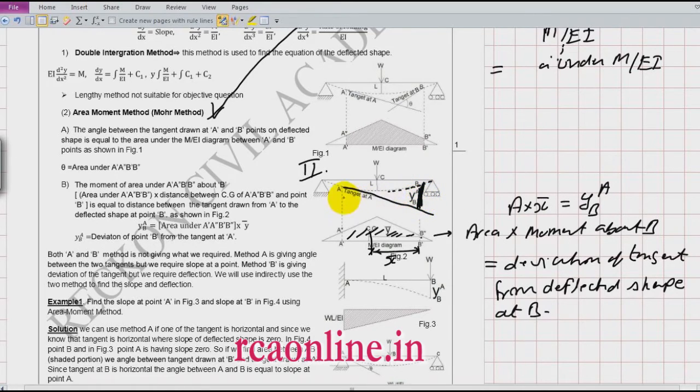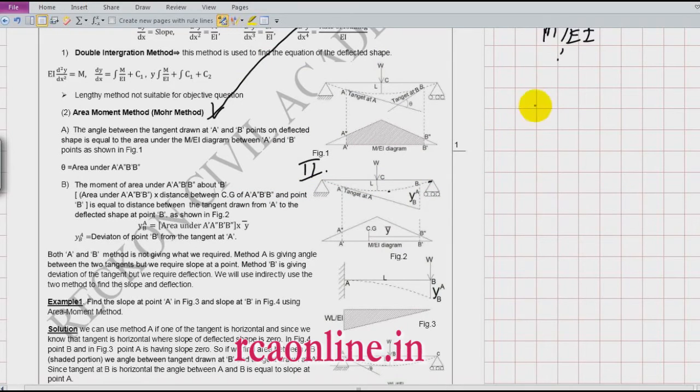This is my YAB. And what is this equal to? This is equal to area under AB and moment of this area about B. Again, this is of no use. I want deflection and it is not giving me any deflection. It is giving me the deviation of the tangent from the deflected shape. But again, I will use it for my convenience in some other way. So let us see how I am using that.